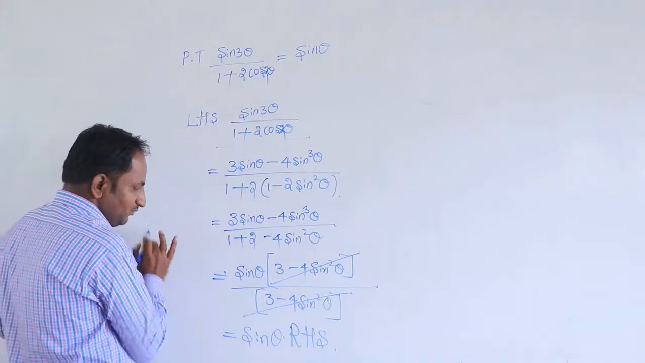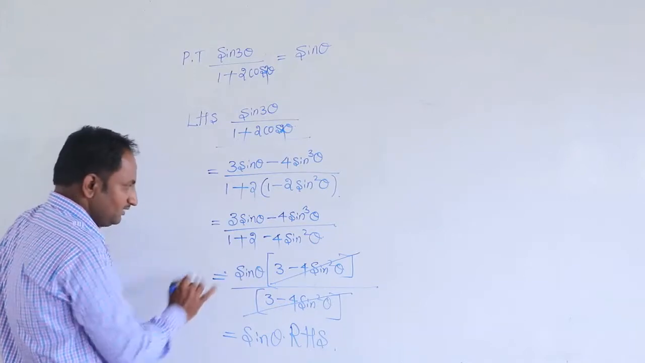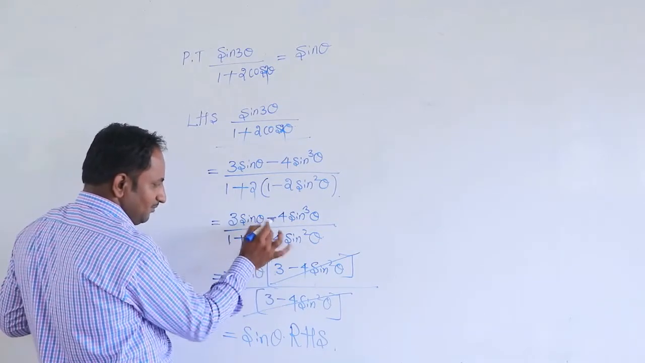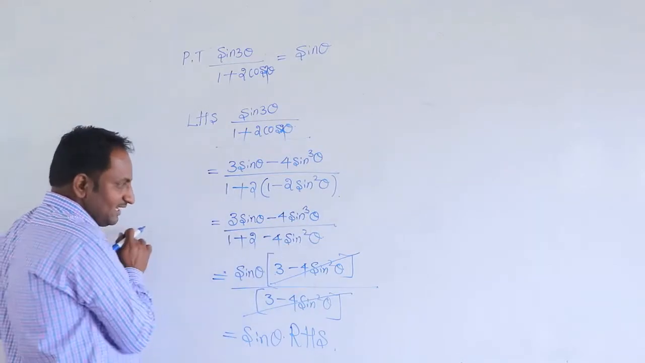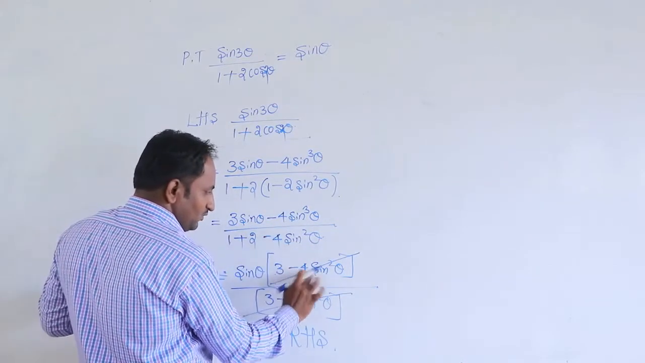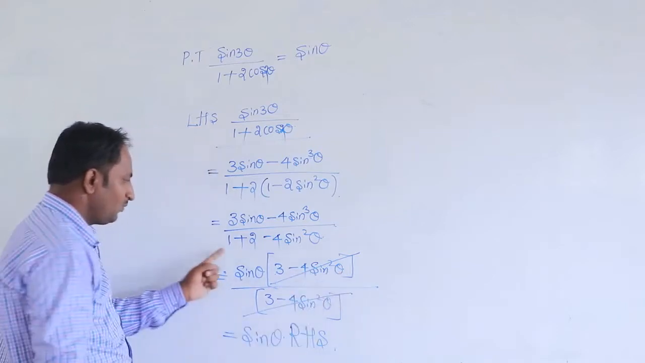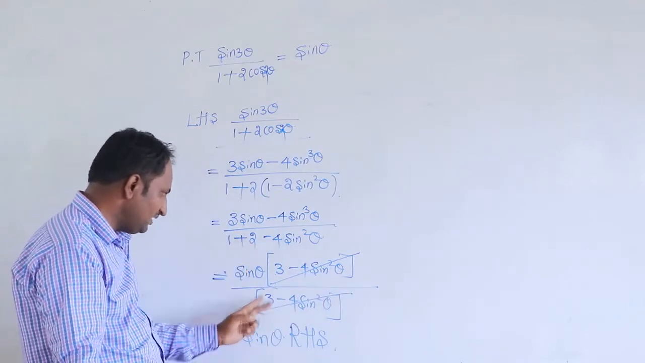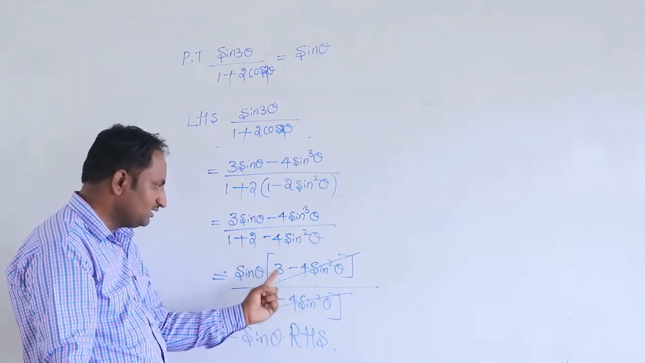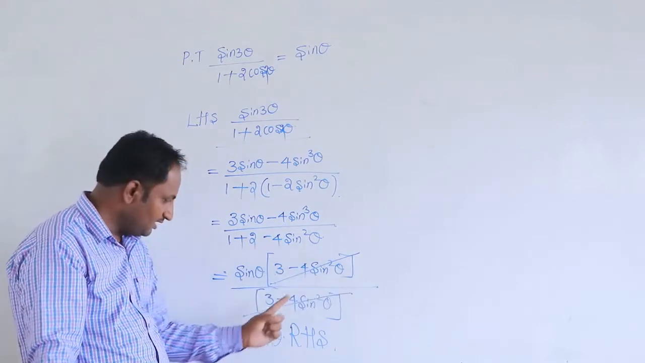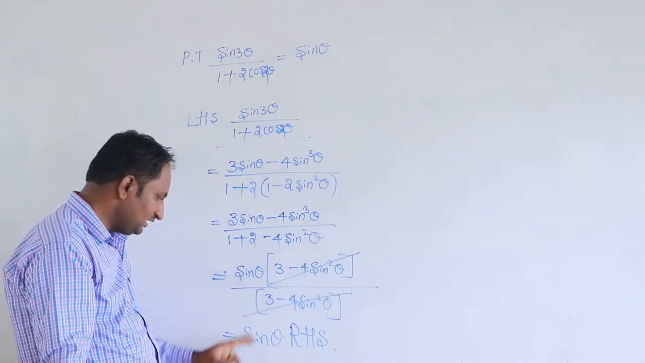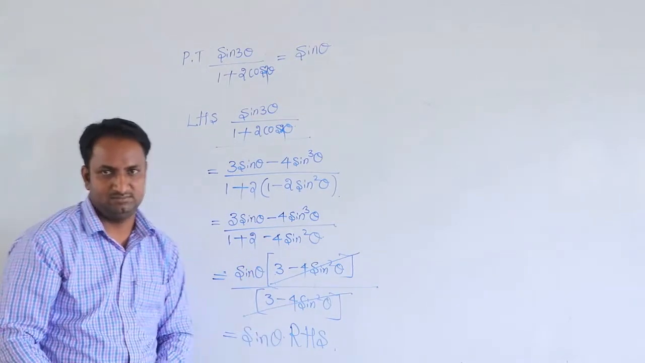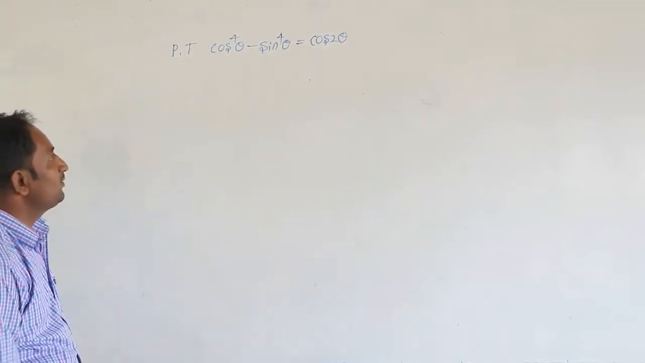In the upper side, we can take sin theta as common. Then 3 is remaining minus 4 sin cube, sin is taken outside. Then 4 sin square theta is remaining. 1 plus 2 is 3 minus 4 sin square theta. 3 minus 4 sin square theta, 3 minus 4 sin square theta get cancelled. We get the result sin theta. It's the RHS.